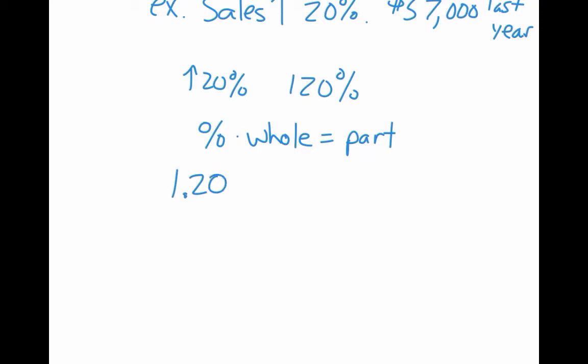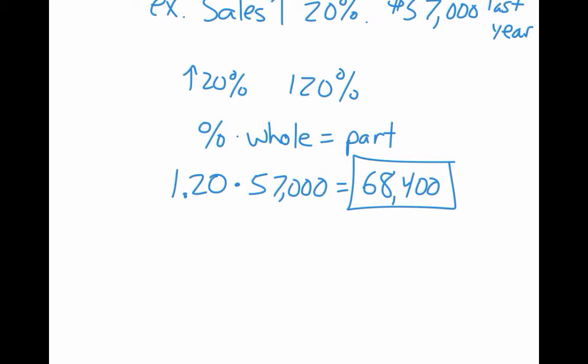Now the whole is going to be, well, how much money was it last year? How much money are we changing? We're trying to find 120% of what number? That's 57,000. If I take and punch that in, I end up getting 68,400. I like that because it's all one step.